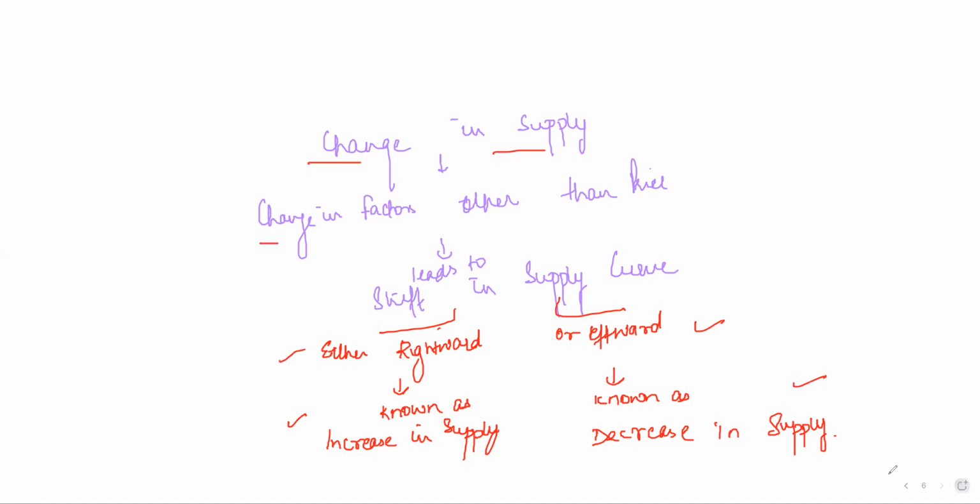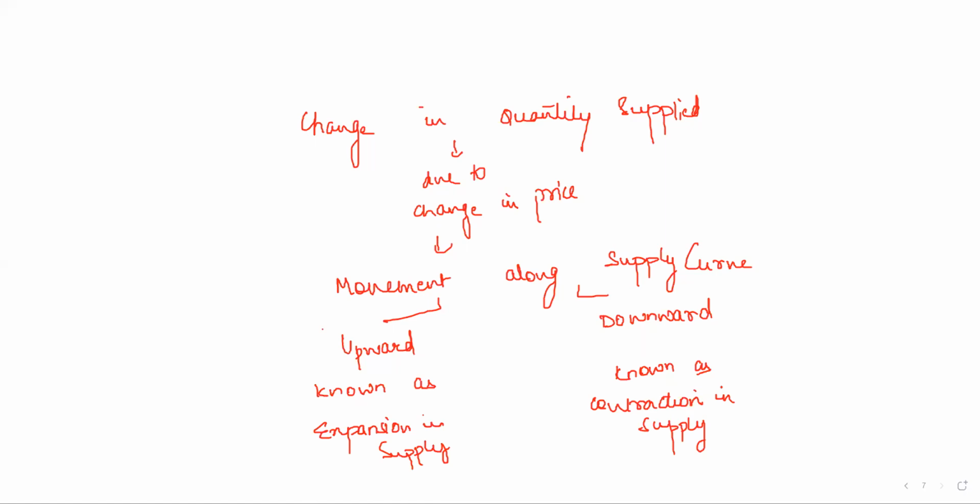Okay. Now let us take a recap of change in quantity supplied also. So here you can see there is a change in quantity supplied. This is due to change in price. What does it lead to? It leads to movement along the supply curve. This movement can be upward or downward. And it is known as expansion in supply and contraction in supply. Okay. So we have already understood these particular concepts.